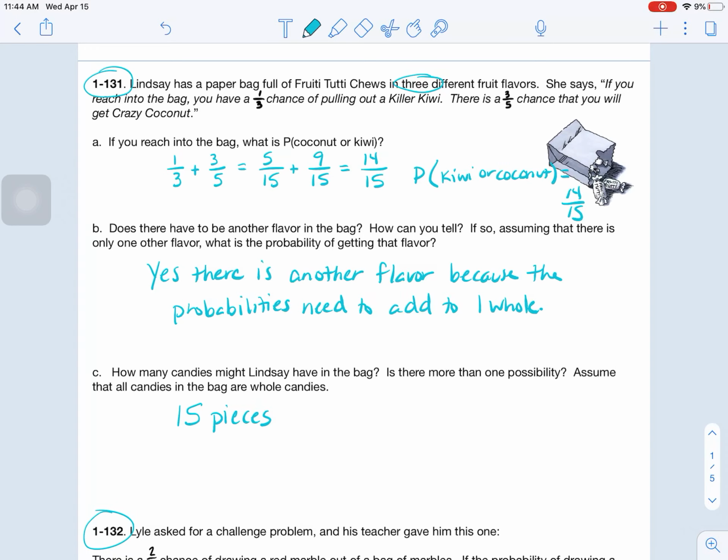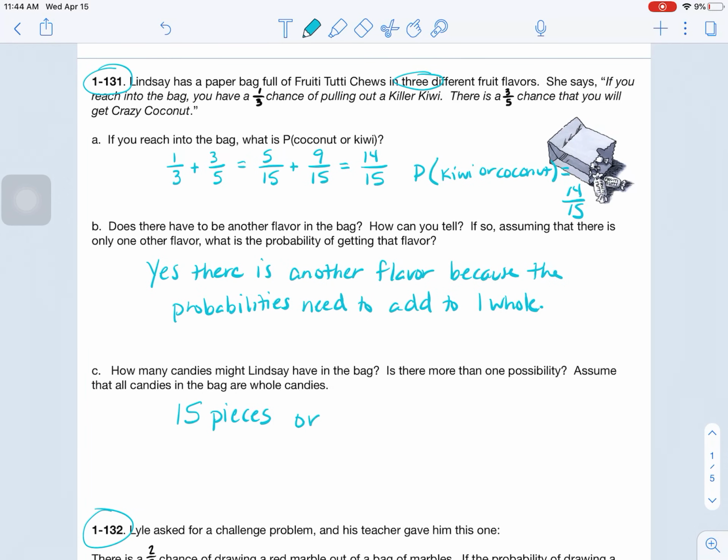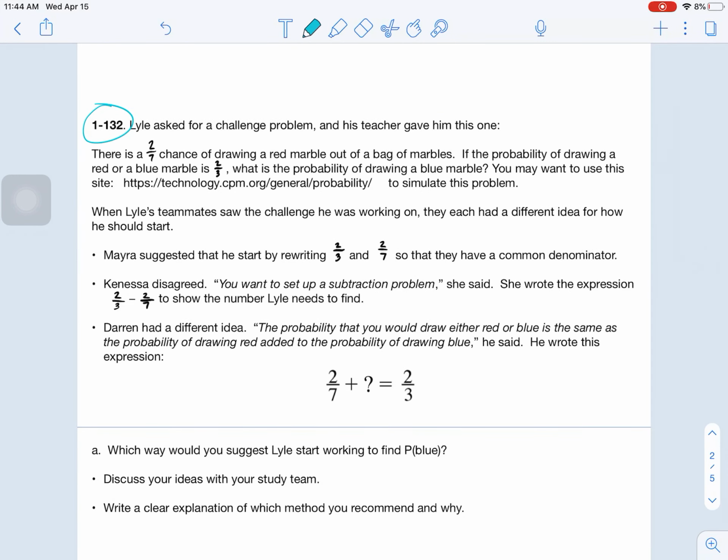So as long as it's equivalent to 14 out of 15, so if it's a common denominator with 15, it will work. So 15 pieces or a multiple of 15, because it can always be simplified to be out of 15. So it could be 15 pieces or 30 pieces or 45 pieces. Anything that is a multiple of 15 could possibly be in the bag.